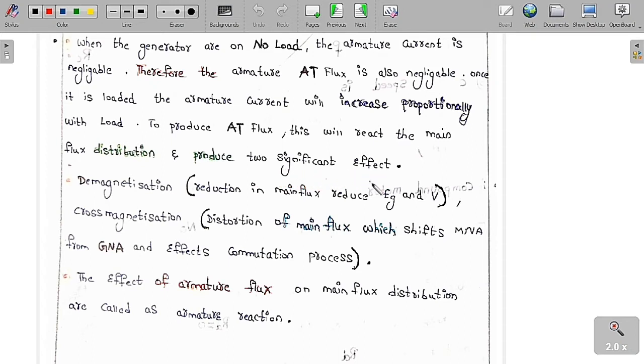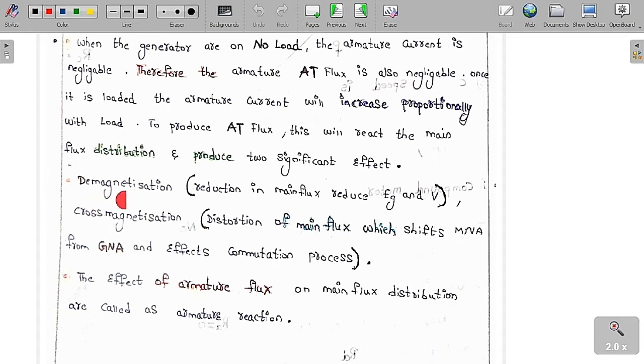As I already told you, at no load condition the armature current is nearly equal to 0, so the armature flux is also 0, and there is no effect on the main field flux. But at load condition the armature current is present, so it produces the armature flux, and the main field flux and the armature flux interact and produce two significant effects.